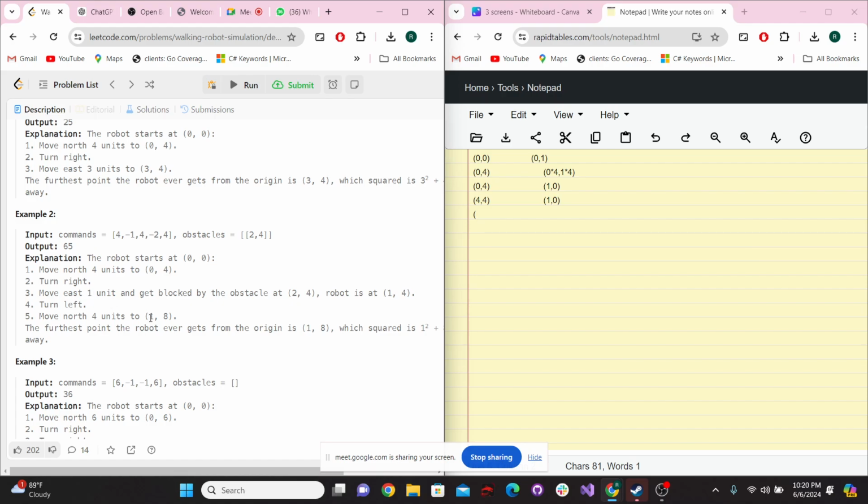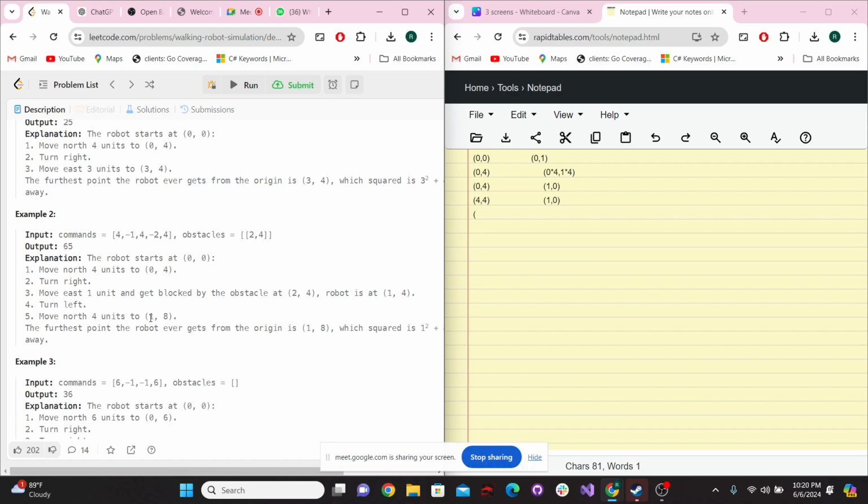Robot is at, let's see this one. Move 4 units to 0 4. Turn right. Move east 1 unit and get blocked by the obstacle at 2 4. Robot is at 1 4.